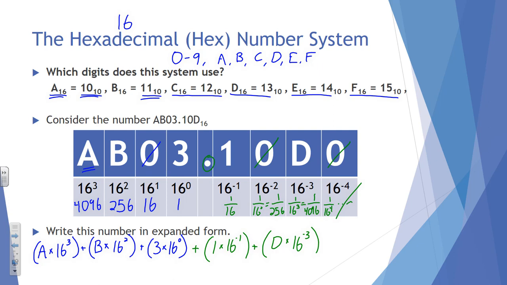Now it would be reasonable to replace the A and the B and the D with their base 10 equivalents. So we could also say that that is 10 times 16 to the third plus 11 times 16 squared, and so on, replacing the A, B, and the D, but either would be acceptable. I like to just use the A, B, and D, so we'll stop right there.